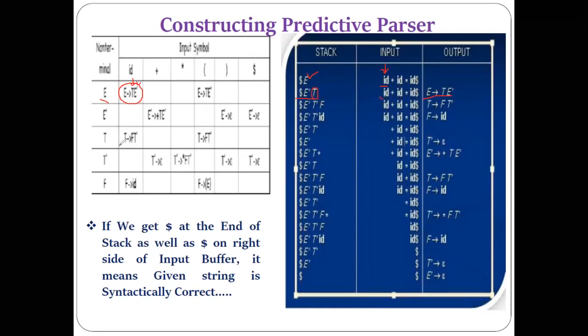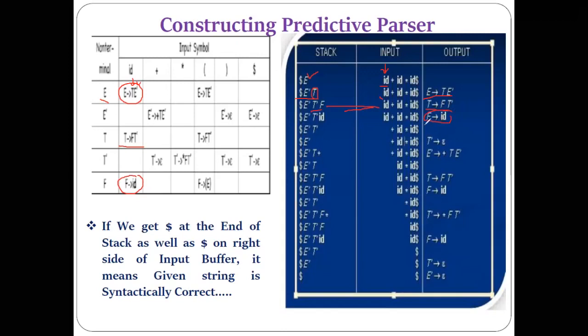T on ID is what? T deriving F T dash. So that will be the result in the next step, T deriving F T dash. So that also you have to write like this, F T dash, starting from the right hand side. Now next you have to see F on ID in the table. The predictive parser tells us which production rule you should utilize: F deriving the ID. So this production rule we have utilized, F deriving the ID.